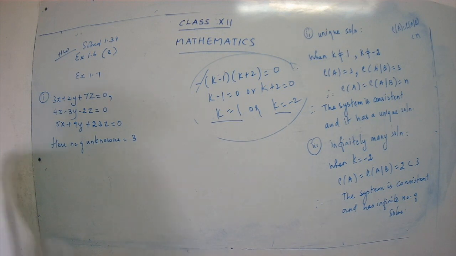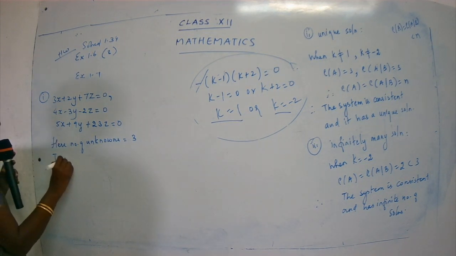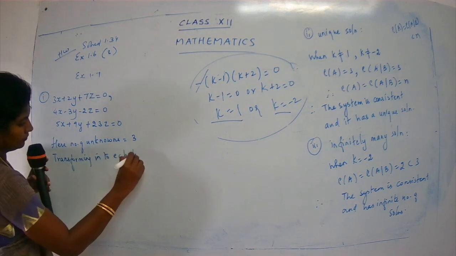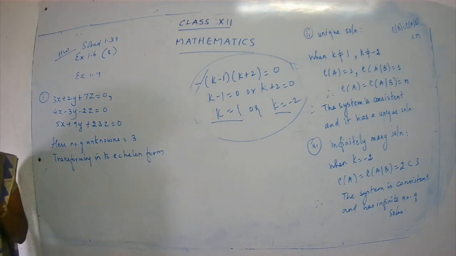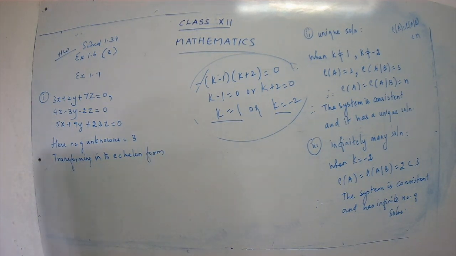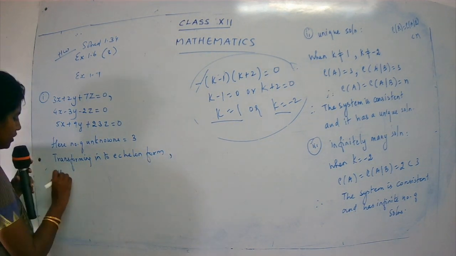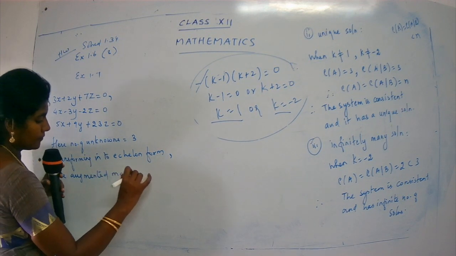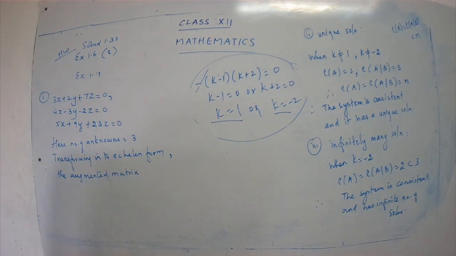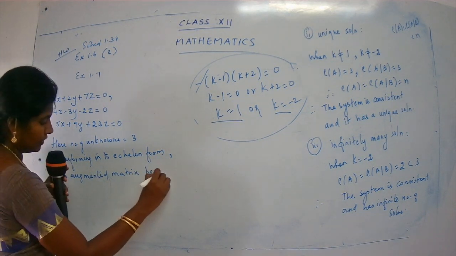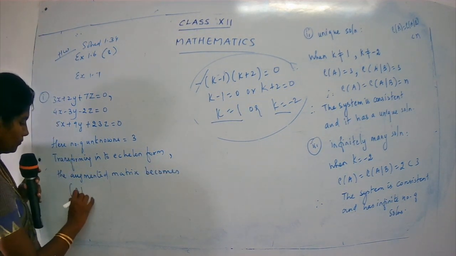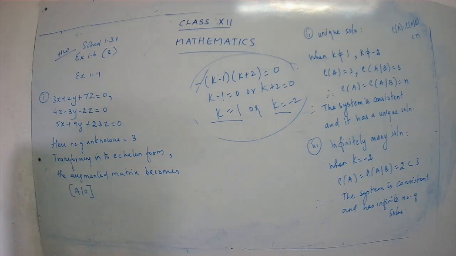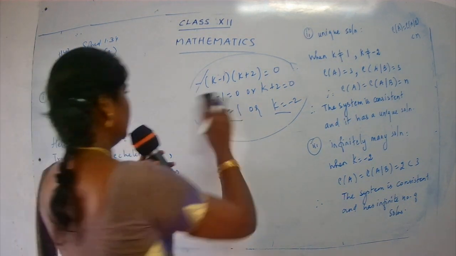So we are going to transform into echelon form. The augmented matrix becomes AO. Okay, here we get AO. Remember, here we don't write AB, you have to write AO. So let's write down the matrix.